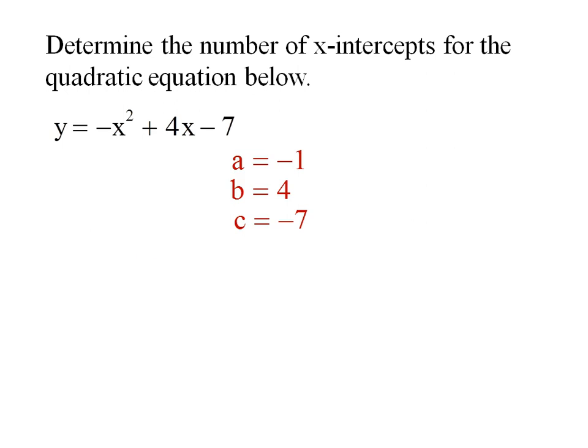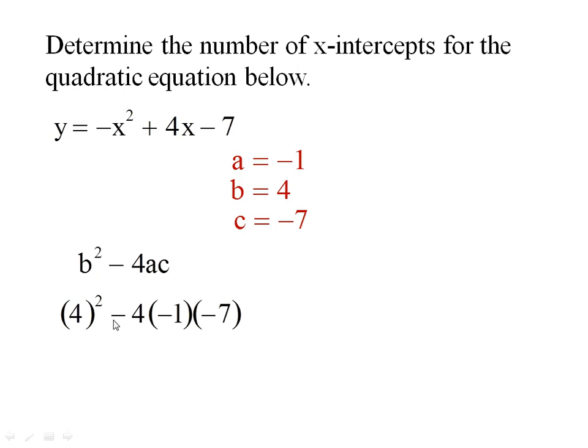And so we calculate the discriminant by using b squared minus 4ac. Substitute in your numbers. Remember to use parentheses. So when we substitute in for b, we have 4 squared minus 4 times -1 times -7.